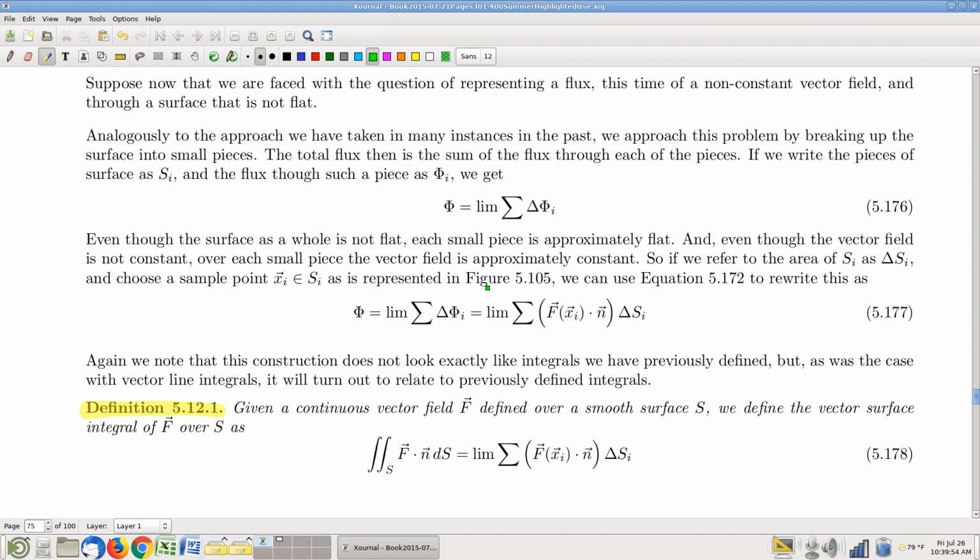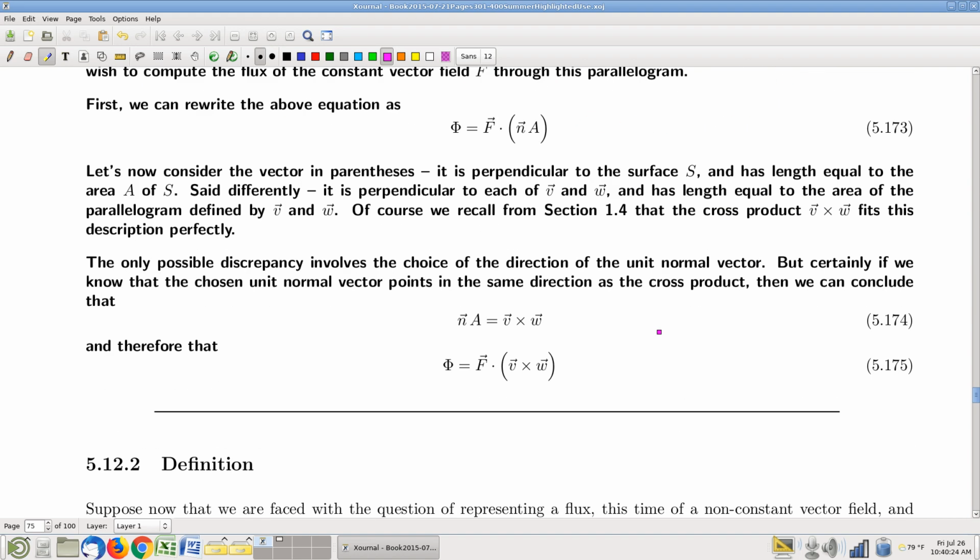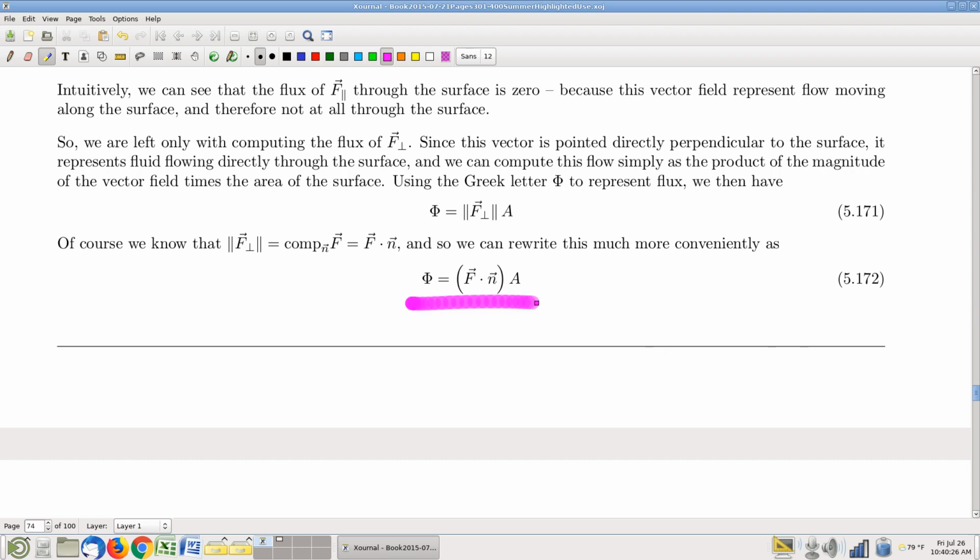So chop it up, add it up, and then let's see here in that formula, flux is this, discussed on the last page. So on each little piece, F is approximately constant, N is approximately constant, the surface is approximately flat. So on each little piece, I can just say F dot N times area. F dot N times area.